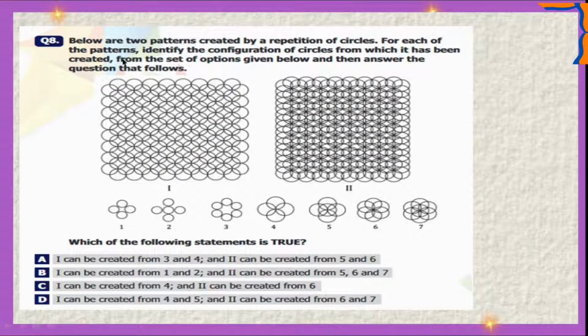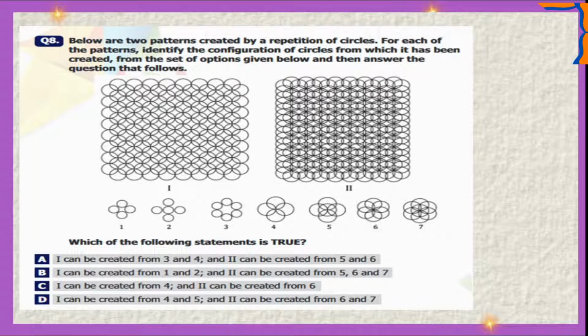Question number 8. Below are two patterns created by a repetition of circles. For each of the patterns, identify the configuration of circles from which it has been created from the set of options given below and then answer the question that follows. Which of the following statements is true?